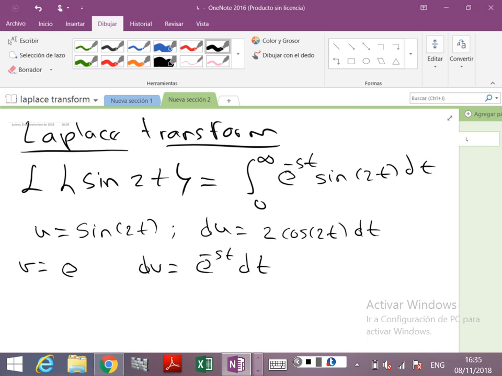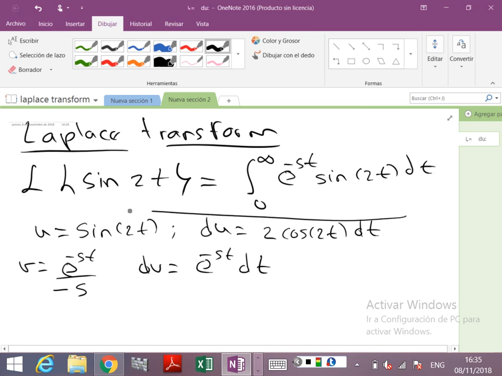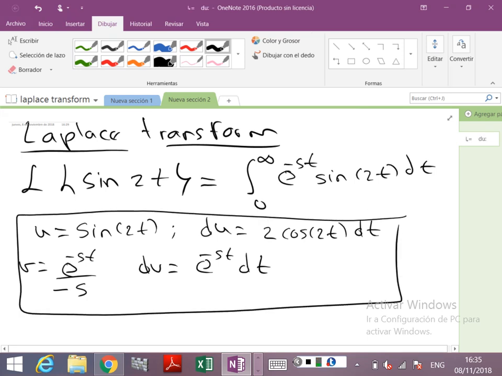Therefore v is what? e to the negative st divided by negative s. So this is my substitution for that integral.